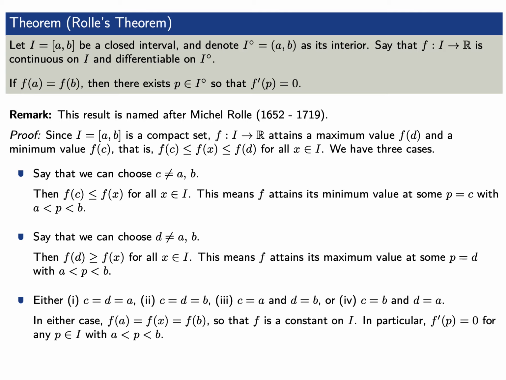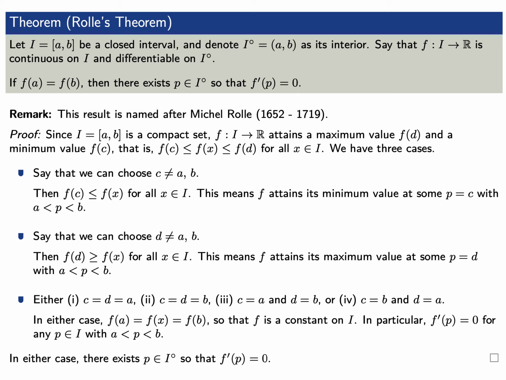In either of these cases, we see that f of a equals f of x equals f of b, so that f must be a constant on our closed interval. In particular, the derivative f prime must be 0 for any point p in the interior. So in either case, we see that there does exist a point in the interior so that f prime of p equals 0.